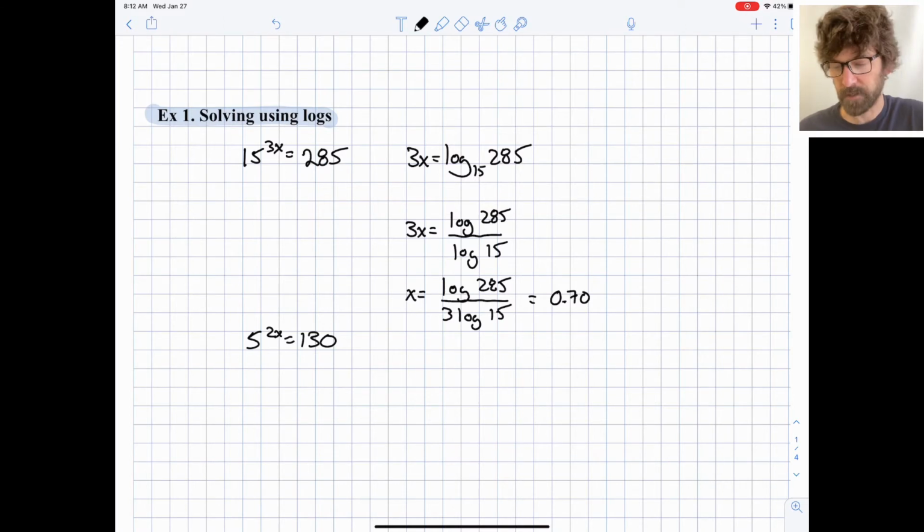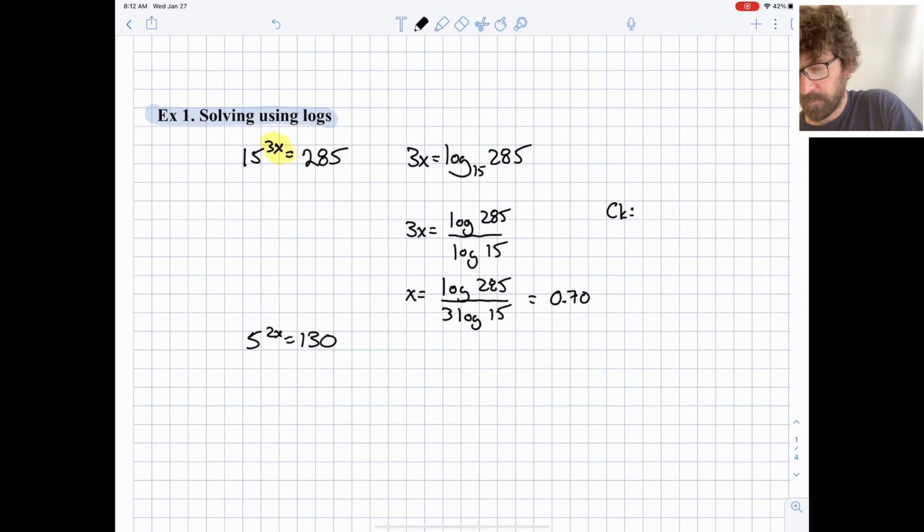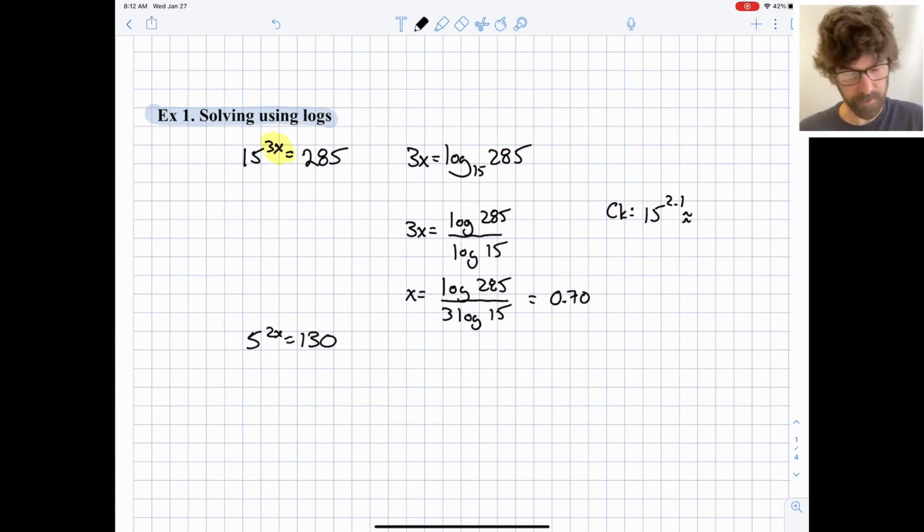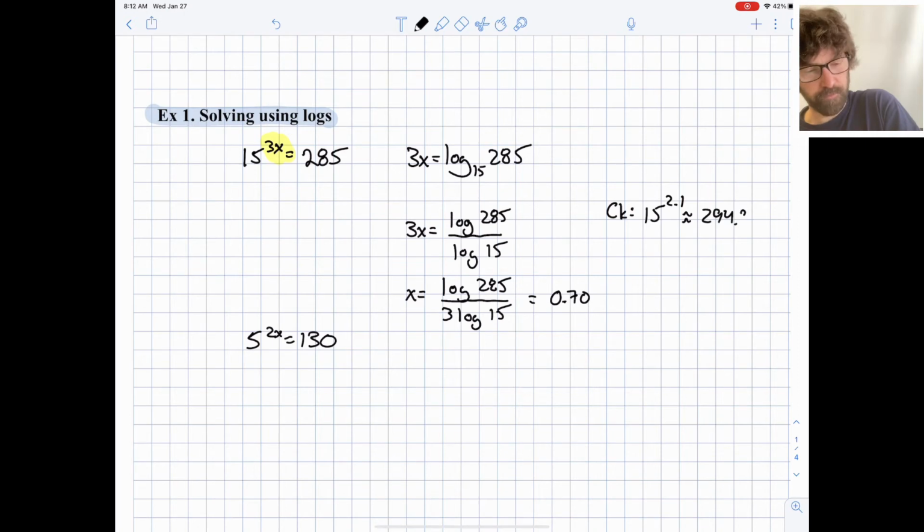So let's go ahead and see what that checks out as. If we multiply that by 3, because our exponent here is being multiplied by 3, we get 2.1. Let's, as a check, see what 15 to the 2.1 is equal to, which probably won't be exactly 285, but I get 294.98.